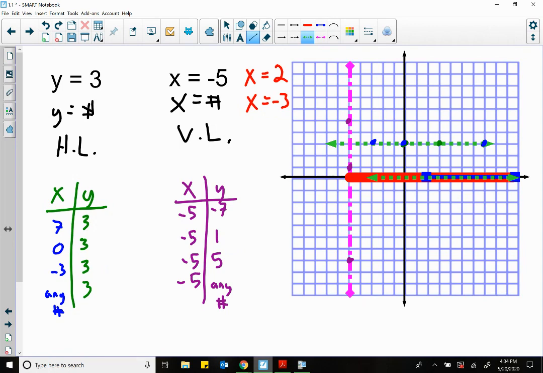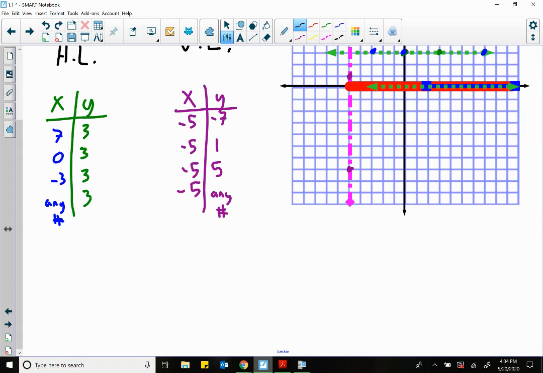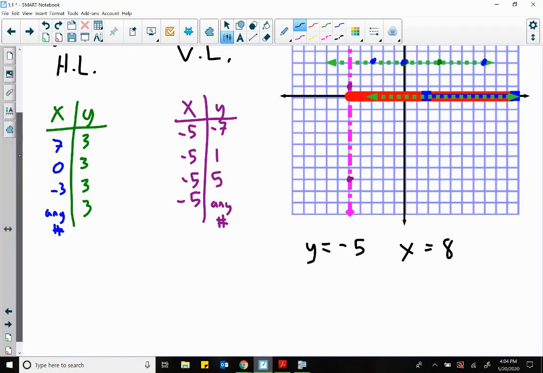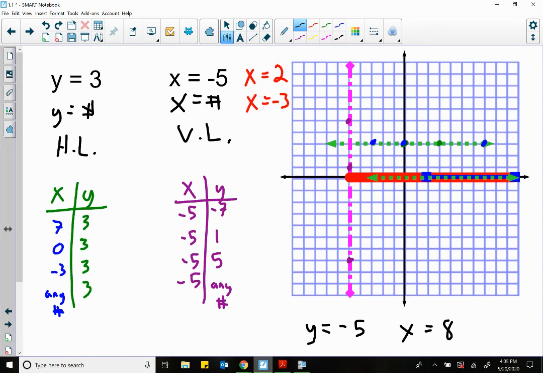Okay, so let me give you 2 problems to try on your own real quick. I just want you to go ahead and graph these on a piece of paper. You don't have to make your piece of paper very big. Let's say graph the line y equals -5 and graph the line x equals 8. Graph those 2. Okay? y equal -5 and x equal 8. And pause the video. Go!